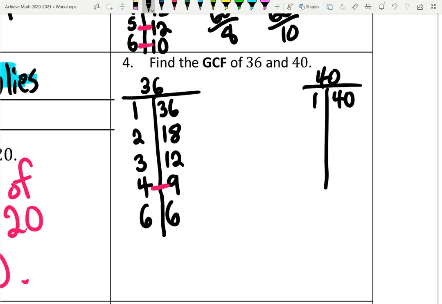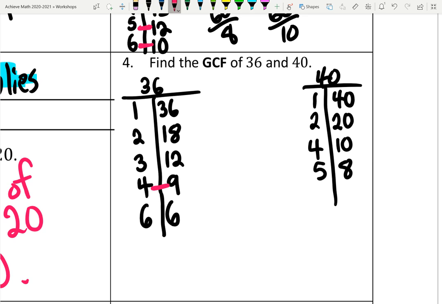Let me look at the next one. 40. Does 2 go into 40? Yes, it's even. What's half of 40? Well, half of 40 is 20. Does 3 work? The answer is 40 divided by 3 is not going to be a whole number. Keep on going. 4. How many 4s go into 40? 10. Let's go to the next number. 5. How many 5s go into 40? 5 times what is 40? Well, 40 divided by 5 is 8.